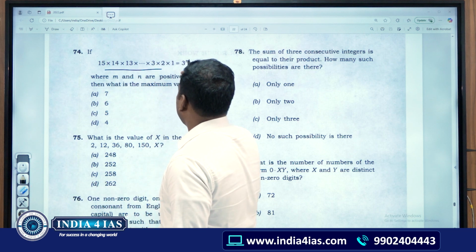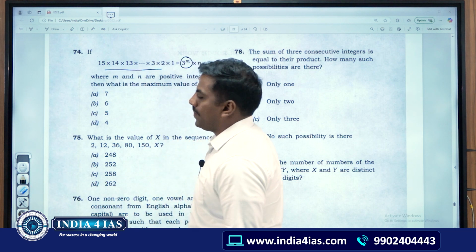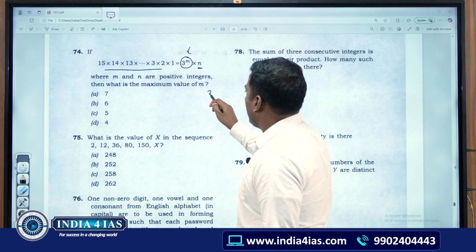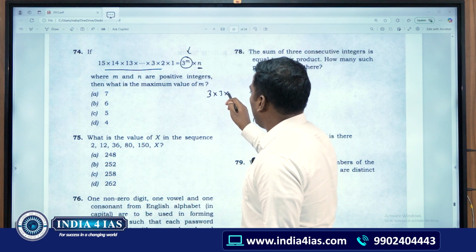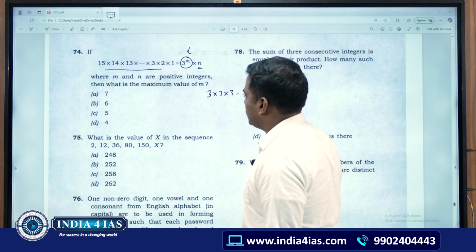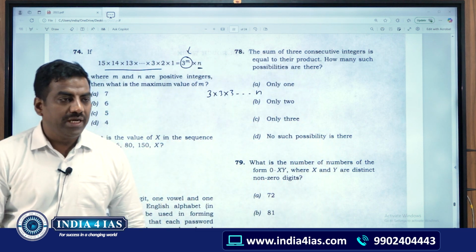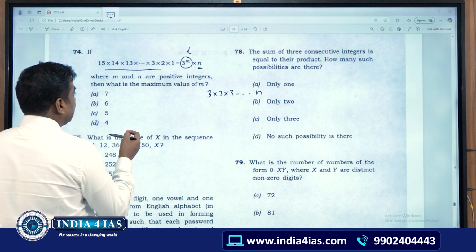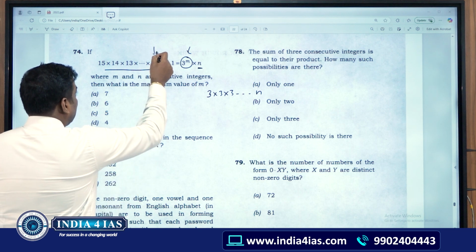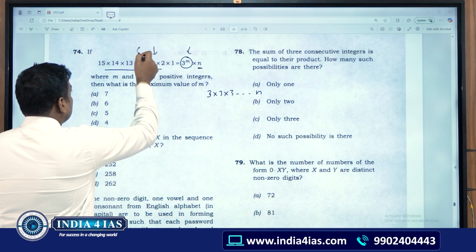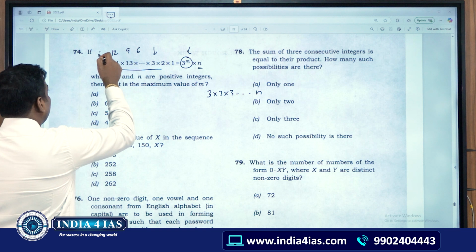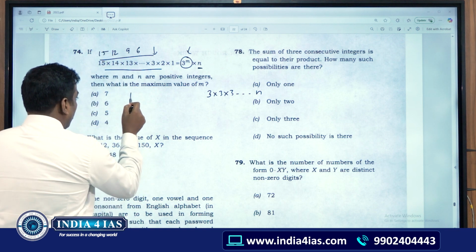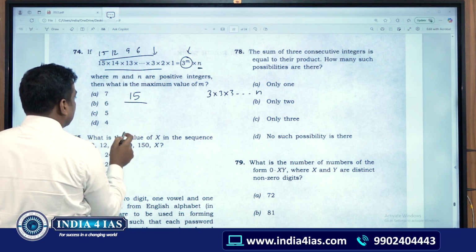If this expression is written as 3 to the power of m into n. So what do we want here? 3 to the power of m means 3 into 3 into 3 for m times. So in this case we have to identify the multiples of 3. So 3 will come, then 6 will come, 9 will come, 12 will come and 15. So totally 15. So instead of that, what we can do, take the highest value here, that is 15.